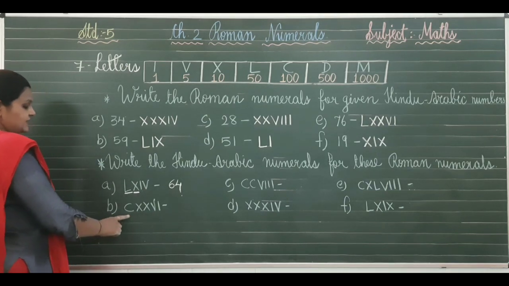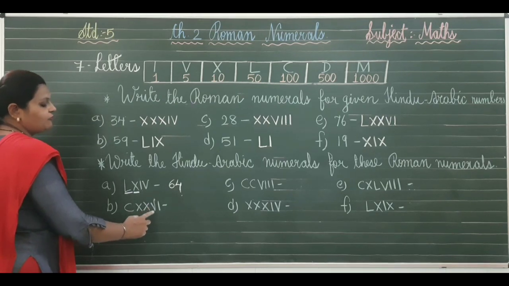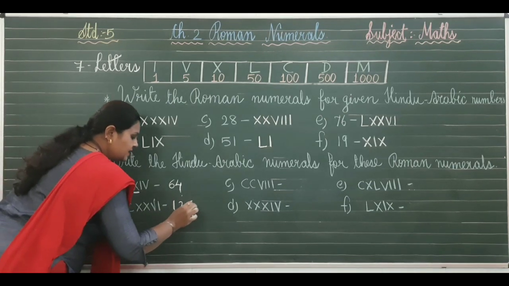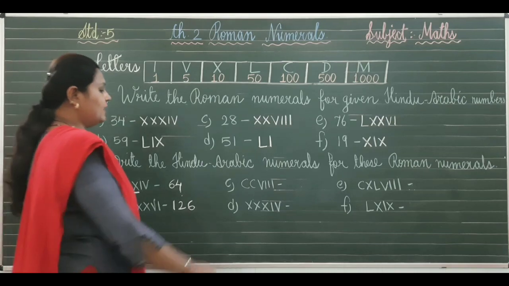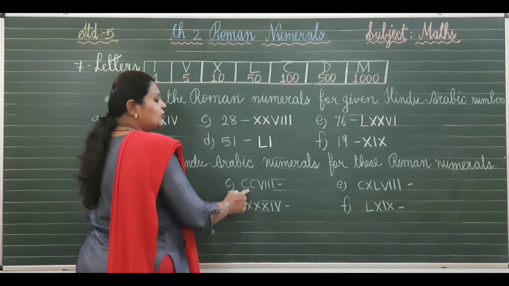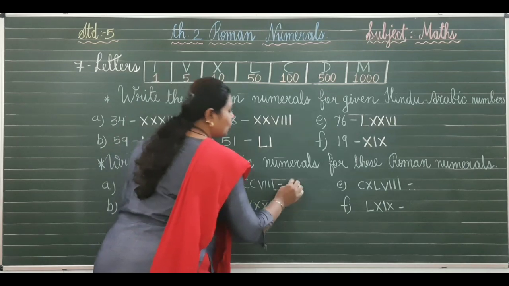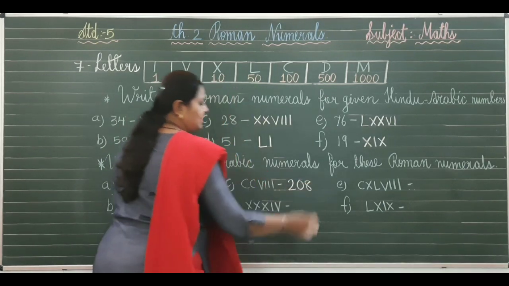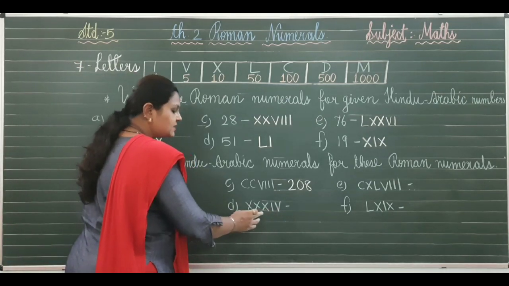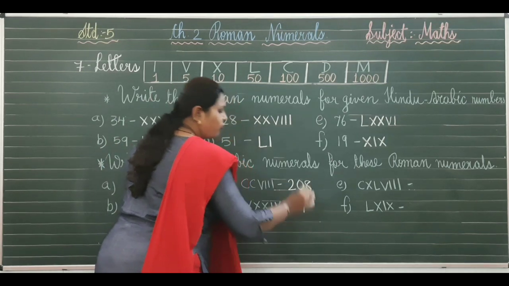Next is CXXVI. C stands for 100. XX means 20. 120. And VI means 6. So 126. Then double C, VIII. Double C means 200 plus 5, 205. 6, 7, 8. So 208. Next XXXIV. Triple X means 30. IV means 4. So 34.